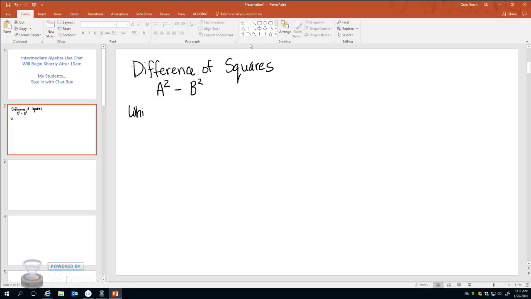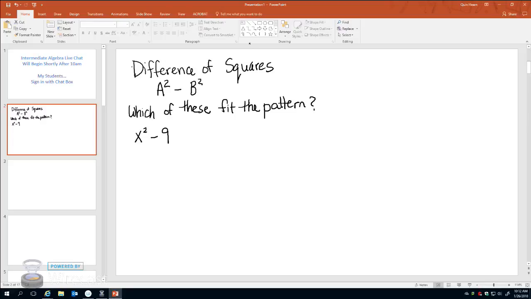So which of these fit the pattern? Okay, so the first one is the binomial x squared minus 9. The first thing you want to look for to see if it fits this pattern is if it has two terms. Is it a binomial? Yes, it is. That's the only way it can be a difference of squares, is that it has two terms being subtracted.